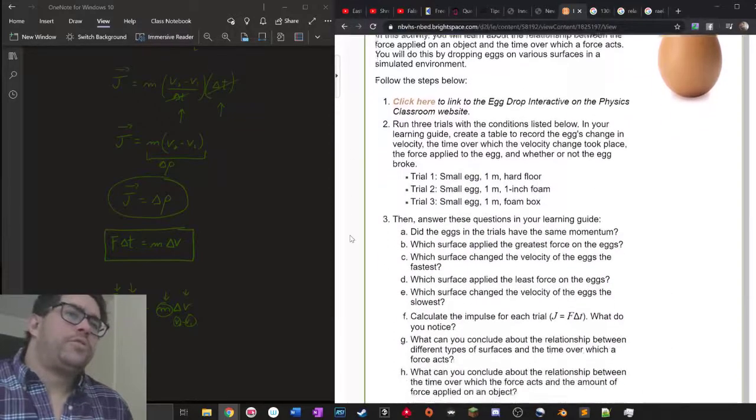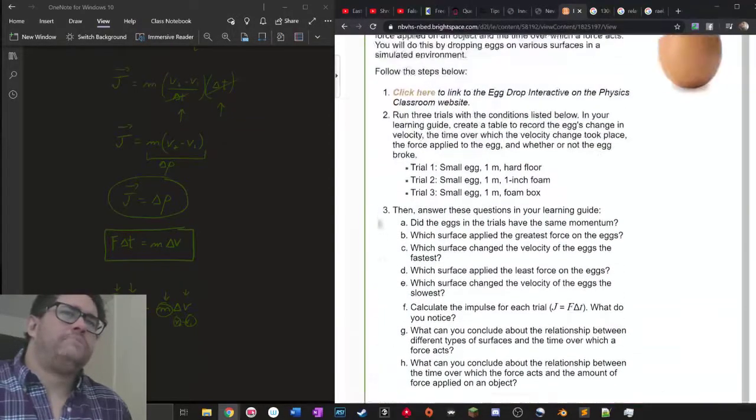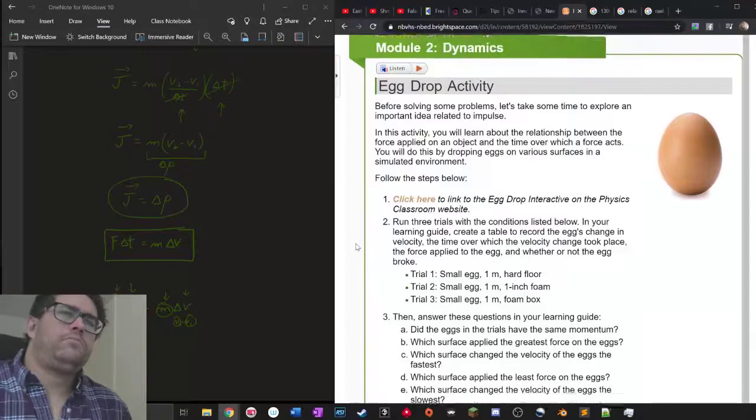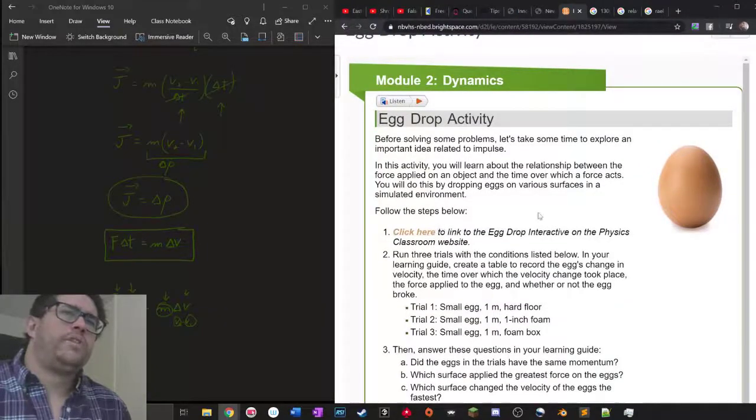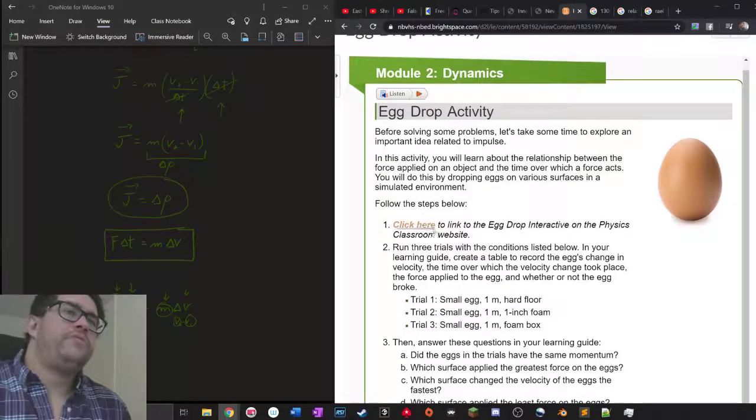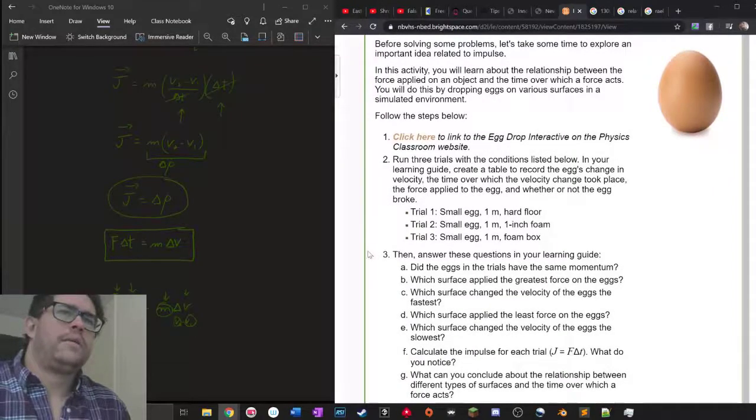The famous egg drop activity. You all know about it. Drop an egg, save the egg. We have a virtual way of trying this. You click here. I welcome you to try it. Click it in a second. But let's talk about the issue.